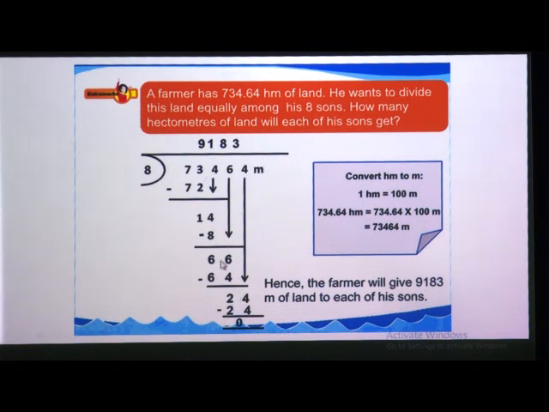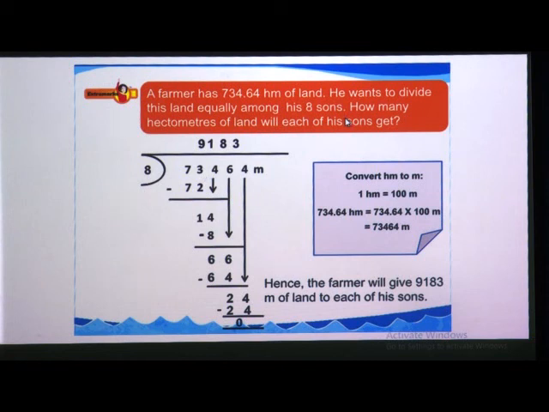The last is 4, we bring 4 down, that will be 24. 8 3s are 24. After subtraction, 24 from 24 is 0. So, the farmer will give 9183 meters of land to each of his sons. It is meter of length. If you want to find it in hectometers, what do we have to do? We have to divide by 100. If you divide by 100, where will we get the decimal point? Here, that is 91.83 hectometer.